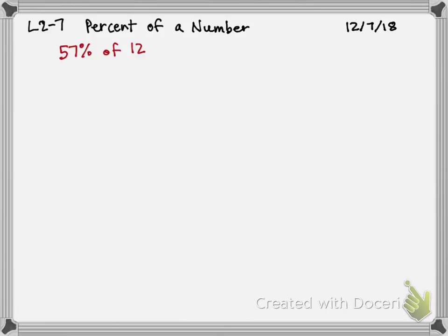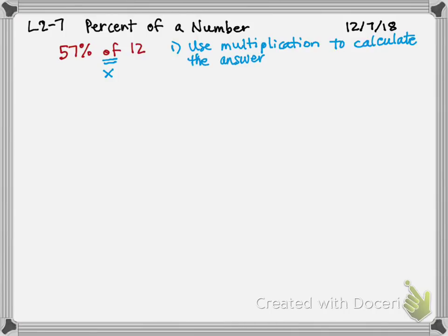Now, a couple things. First off, we're going to do the problems using that word of, and we're going to change that into an operation, and that operation would be multiplication. So number one, we're going to use multiplication to calculate the answer. And if you think about it, that's what we were doing when we were figuring out 50%. So we did multiplication there.